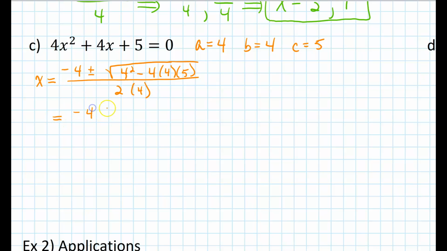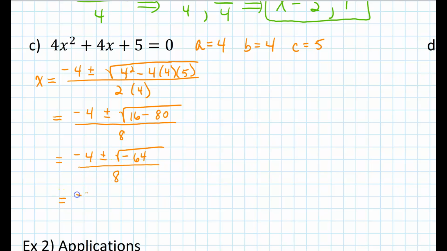Here we go. -4 plus or minus the square root of 16 minus, what do we get there? -80. What can we already tell about our solutions? It's less than 0, so how many solutions are we going to have? 2, and they will be imaginary. Okay, so we get -4 plus or minus the square root of -64 all over 8.